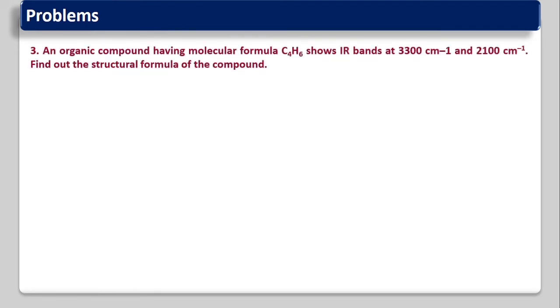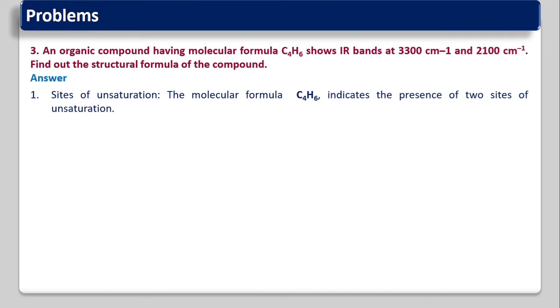The third problem is an organic compound having the molecular formula C4H6 and showing IR bands at 3300 cm⁻¹ and 2100 cm⁻¹. Find out the structure of the molecule. So there are two peaks, 3300 cm⁻¹ and 2100 cm⁻¹. The molecular formula is C4H6.